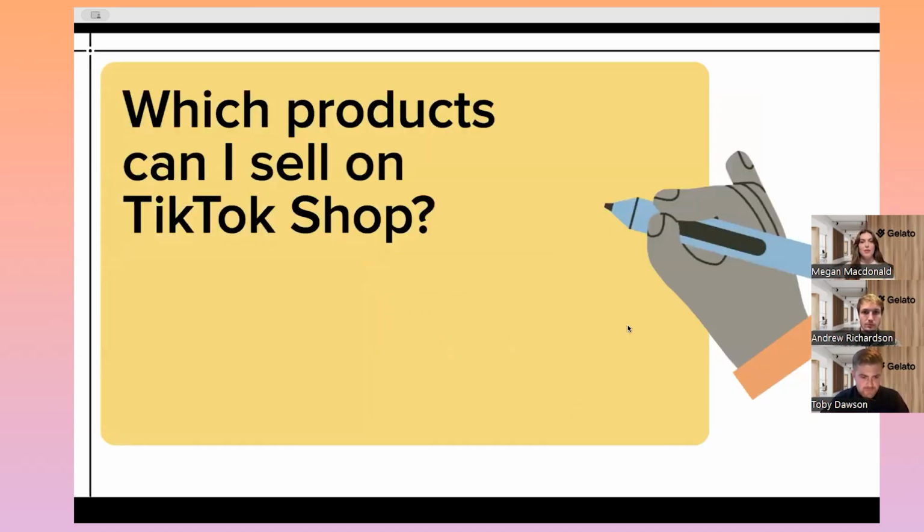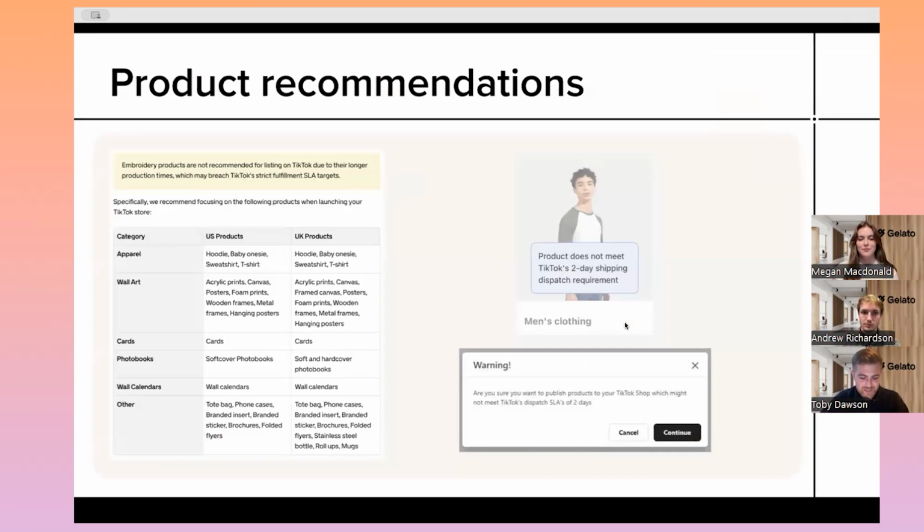And then the next was, which products can I actually sell on TikTok shop? Toby, could you explain to us which products are available? Yeah, sure. So on the left here, you've got a screenshot from our help center. And I'll be sure to share the link to this article after the webinar as well. But in the UK and the US, we're recommending that you use similar products, apart from the fact in the UK, we're also recommending that you can use frame canvas, hardcover photo books, also bottles and mugs. But the products which we recommend you use are more or less the same in both countries.